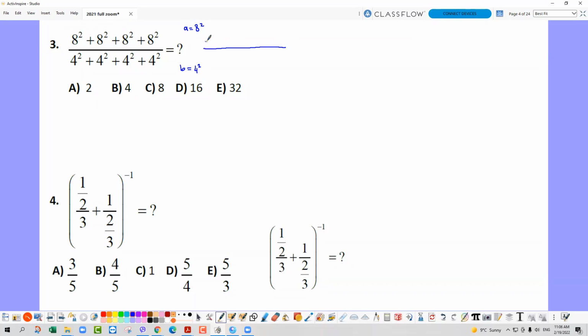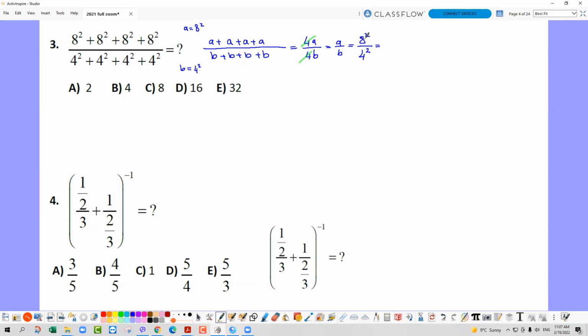So isn't it going to be a plus a plus a plus a, and the bottom is b plus b plus b plus b? Yes, it is going to be. So a plus a plus a plus a, what is it? 4a. And down here it is 4b. So if you have 4a over 4b, you may simplify the 4s, like this one and this one, and the result is going to be equal to a over b, which is 8 to the power of 2 divided by 4 to the power of 2.